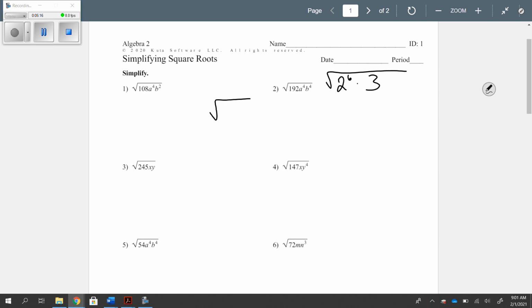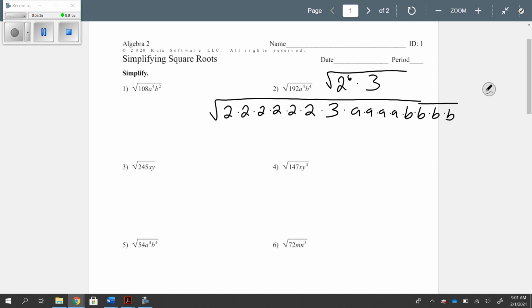I'm going to start here. So it's going to be 2 times 2 times 2 times 2 times 2 times 2. That's 6, and then times 3. Then times A times A times A times A times B times B times B and times B. Okay, see how long that is? Because remember, there's 4 A's, 4 B's, and then 192 is 2 to the 6th times 3.